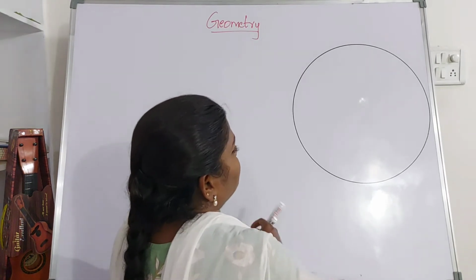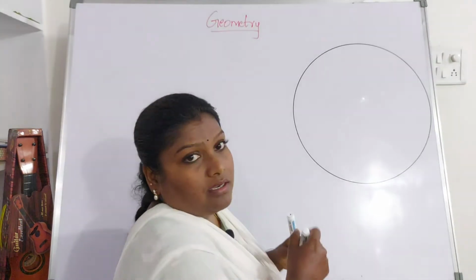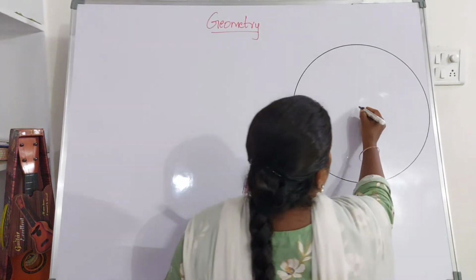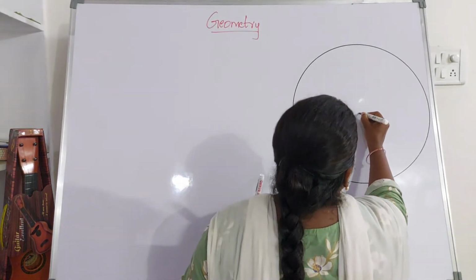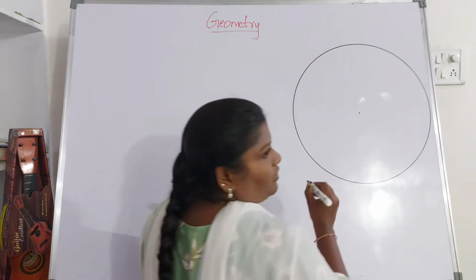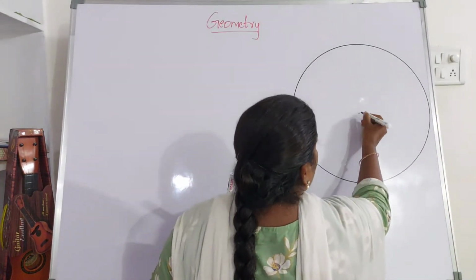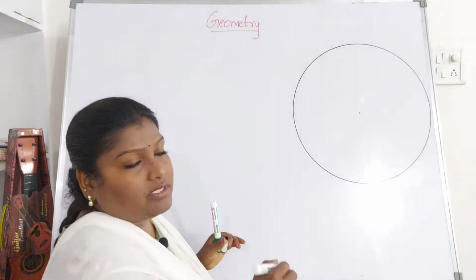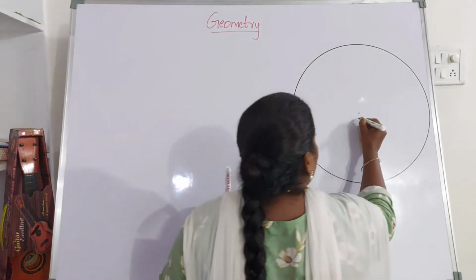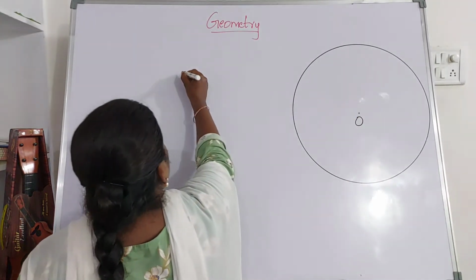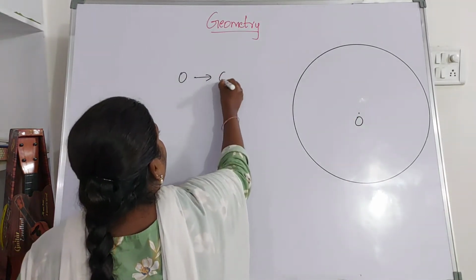Now a circle is a closed curve. A circle is a closed curve and the point equidistant from the circle is called center, and this center can be represented with a capital letter. So I am representing it with an O. So O is center.